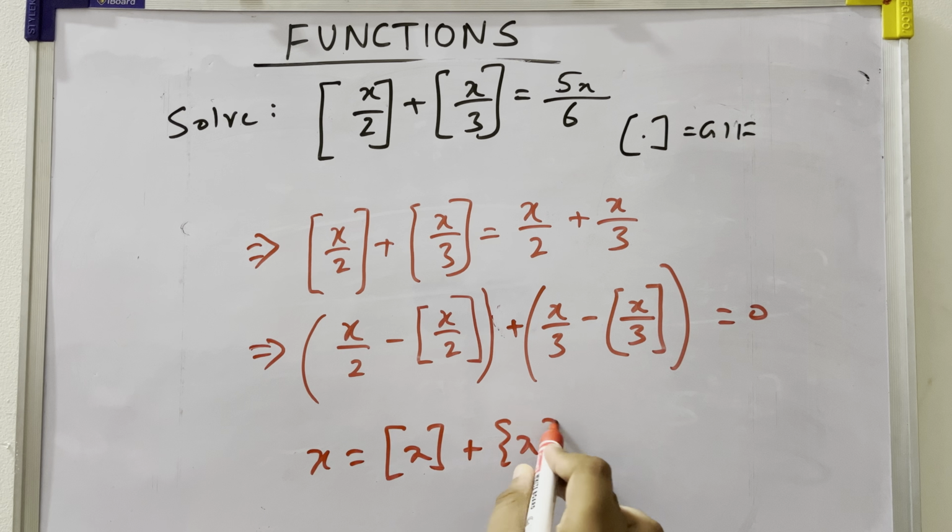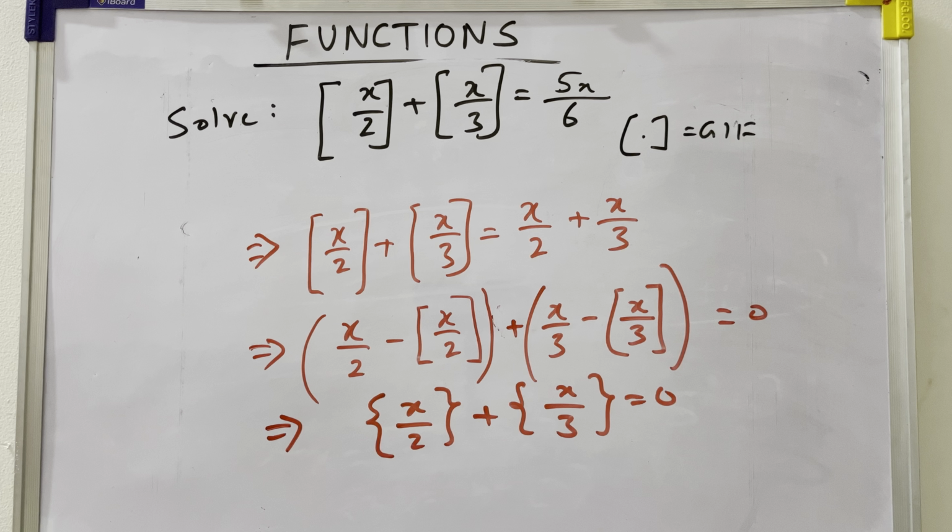So students, by this principle can I write it as the fractional part of x/2 plus the fractional part of x/3 is equal to 0. Right students? I can write it this way. This is x minus the greatest integer function of x, which is the fractional part of x.